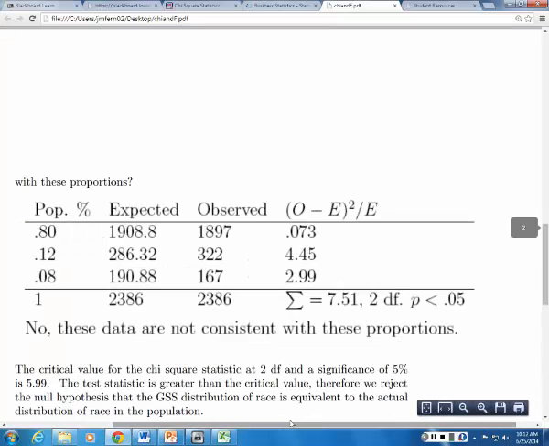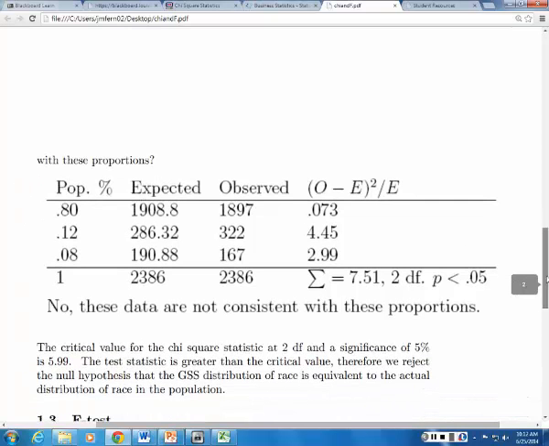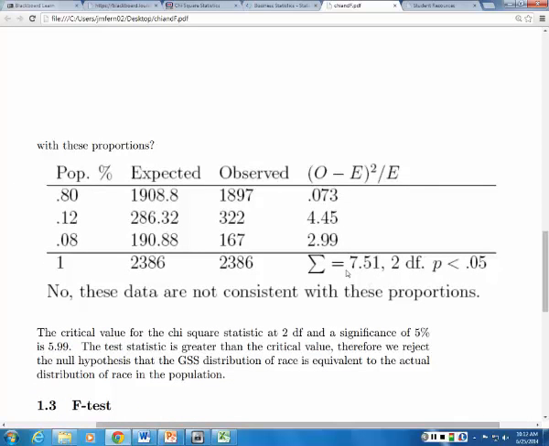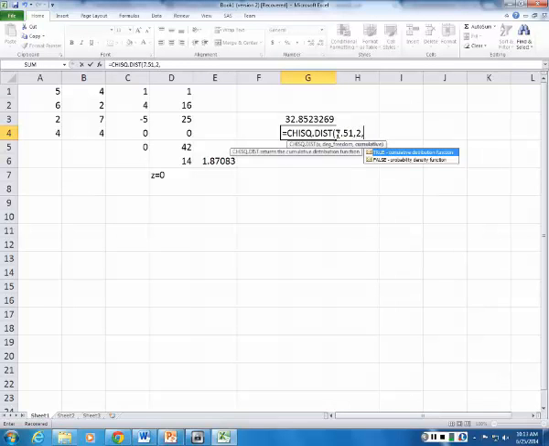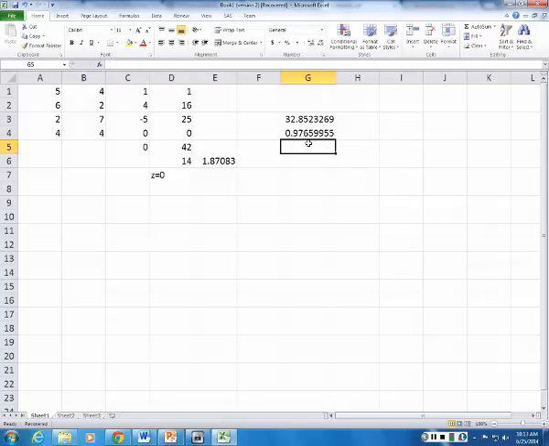Make this a little smaller. So here we find a chi-square of 7.51 with 2 degrees of freedom. The 2 degrees come because we have 3 groups, and we have to subtract off 1. And our p-value, or in other words, the chi-square associated with 7.51, let's go ahead and do that. 7.51 with 2 degrees of freedom, and we want true. It is 0.97. It's a huge number.